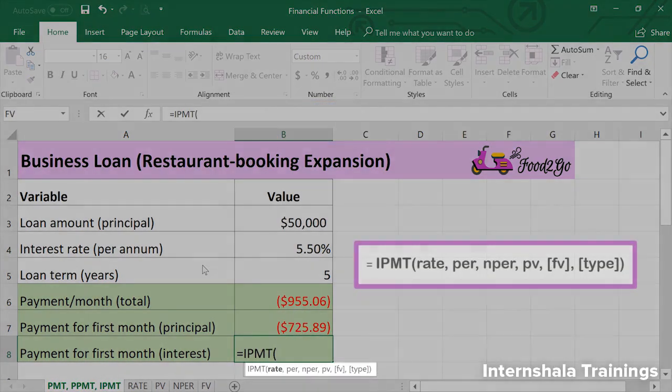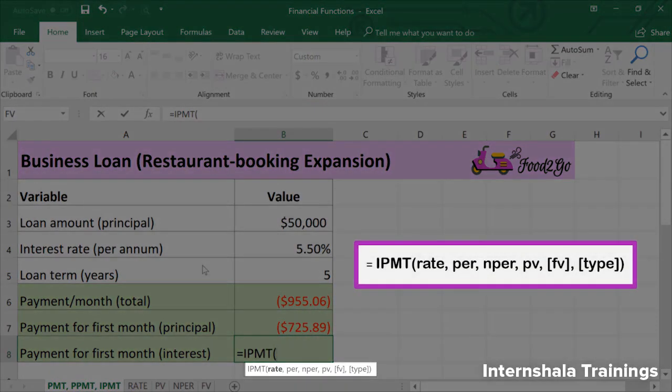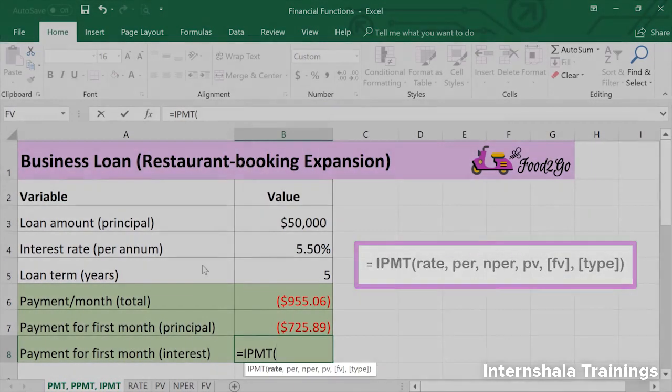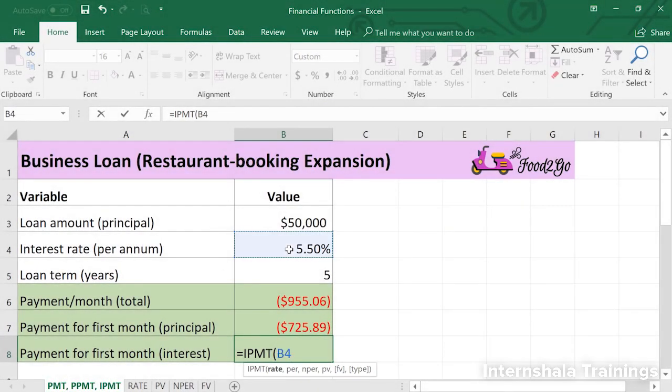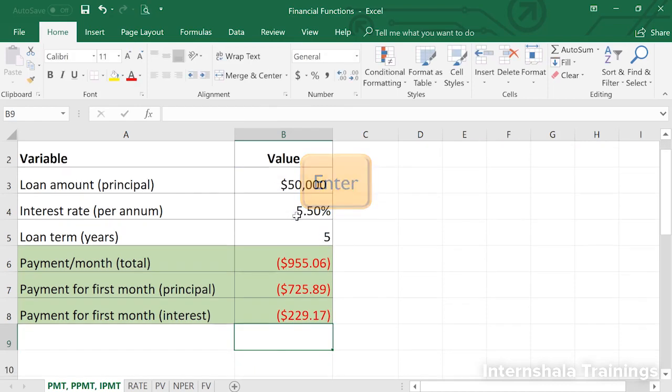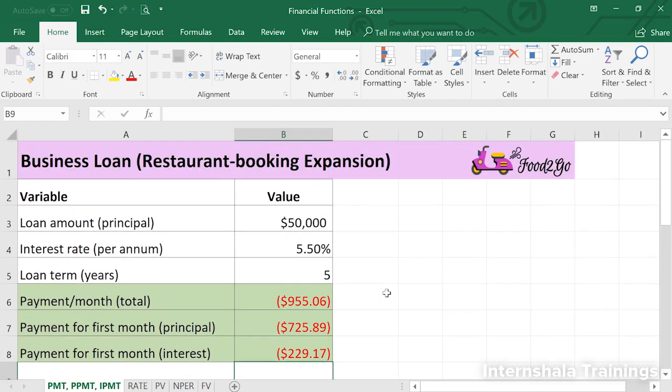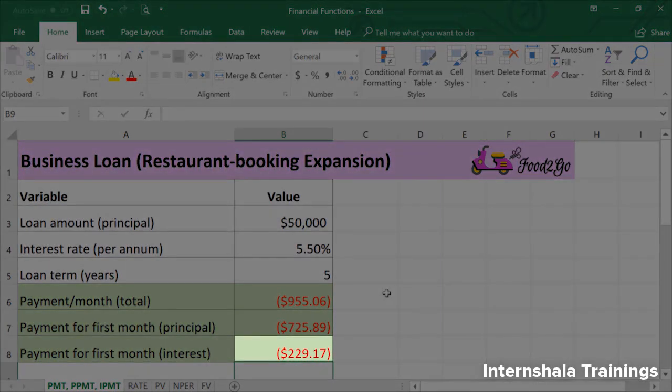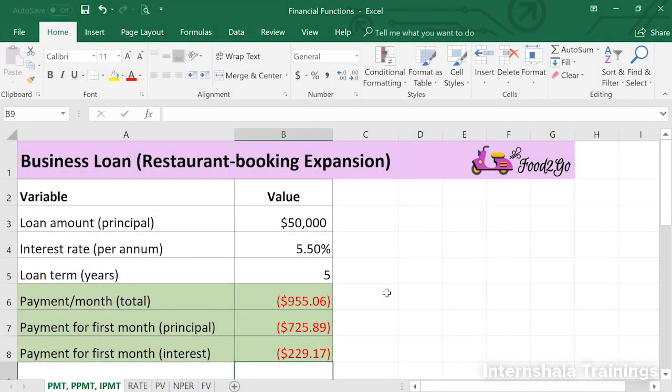The syntax for the IPMT function follows that of the PPMT function. Let's get right into filling in the terms required. Again, let's focus on the first monthly payment, so the period is 1. Once the function is complete, press enter and we will find that about $229 out of the first monthly total payment will go towards the interest Ishan has accrued on the loan amount.